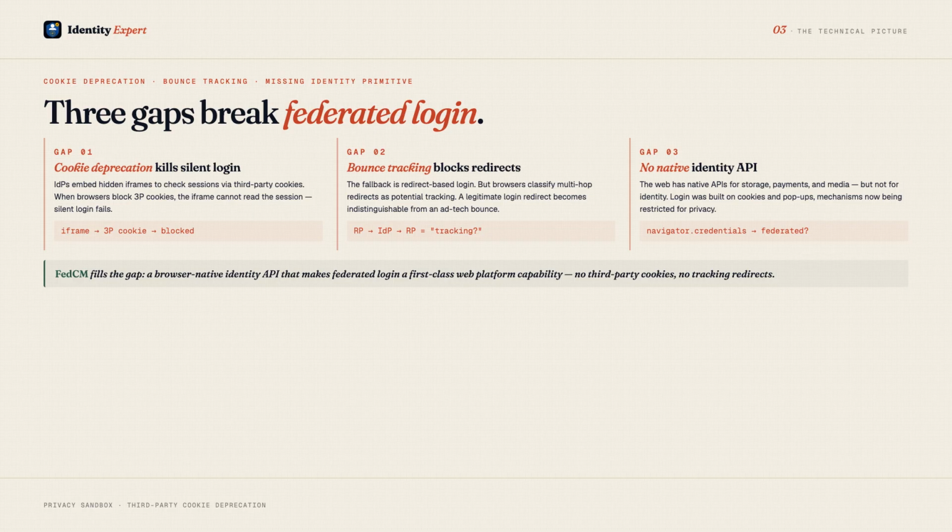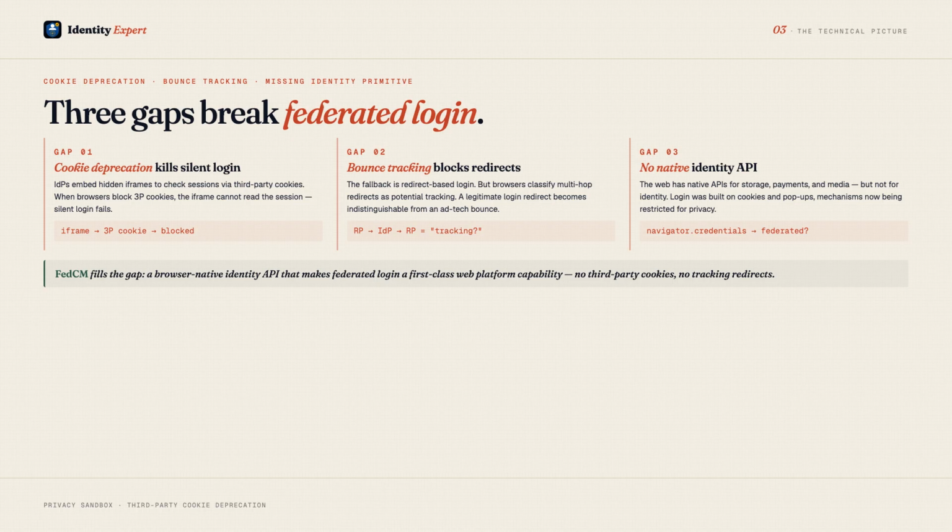Gap 2, bounce tracking protection blocks redirect flows. The fallback for iframe-based login is redirect-based. The relying party redirects the user to the identity provider, the user authenticates, and the identity provider redirects back with a token. But browsers now classify multi-hop redirect chains as potential bounce tracking and may block or warn on them. A legitimate login redirect becomes indistinguishable from an ad tech tracking redirect.